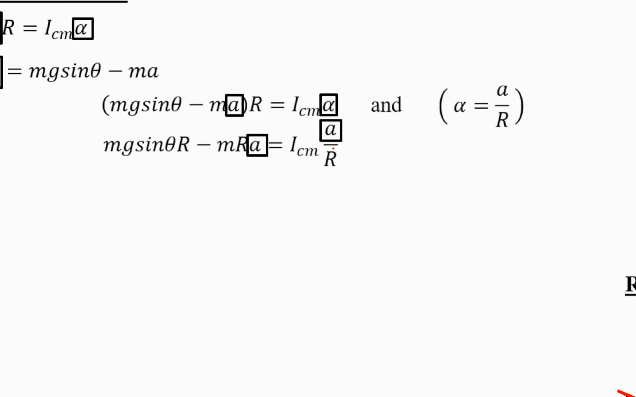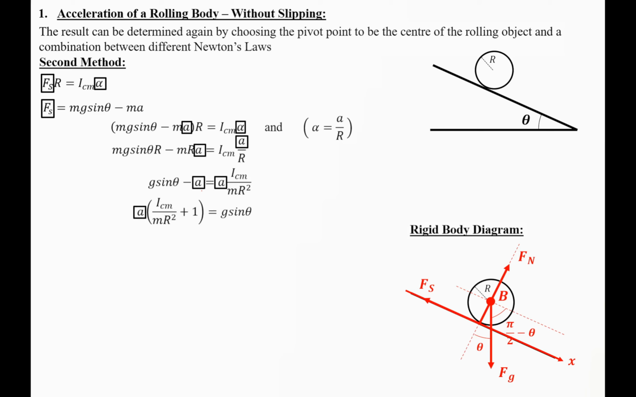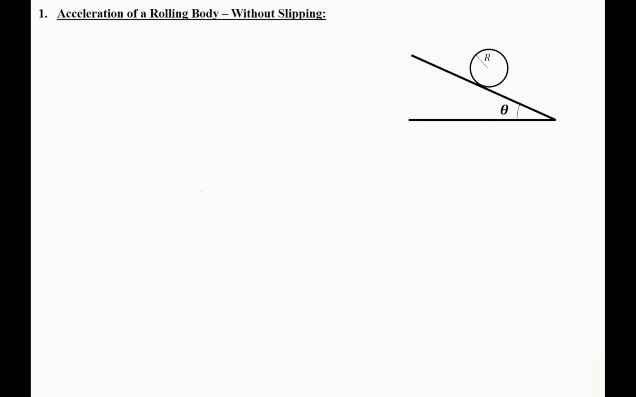So this is a combined fraction, R can be shifted toward I_CM, so that would be mg sine theta multiplied by R minus mRa is equal to I center of mass divided by R multiplied by a. Now this is up, we can take it down, so that would be to the power of 2. We can divide by the mass, so here we have the mass. Then we have g sine theta minus a is equal to I_CM over mR square multiplied by a, and we can take a to the other side, and factor out a, and again we have the same result. Then the acceleration of the rotating object is given by a, which is g sine theta divided by I_CM over mR square plus 1, which is the same result.